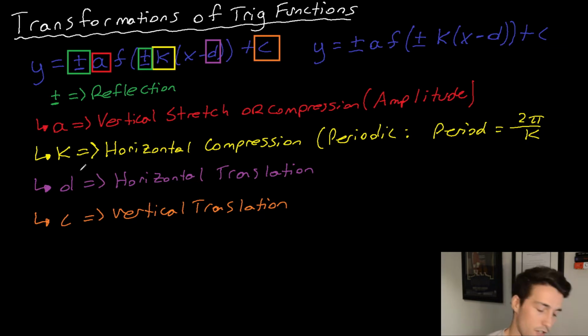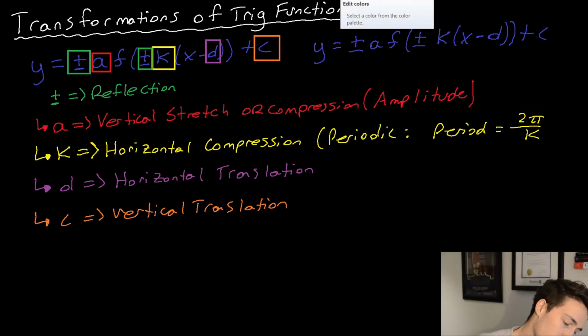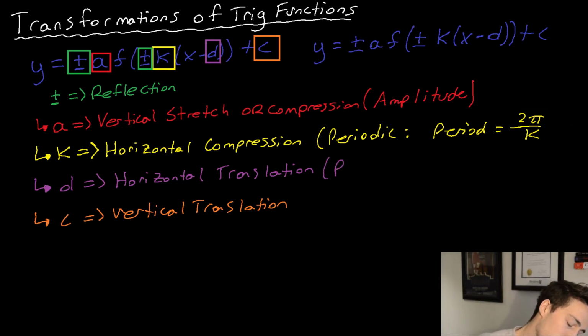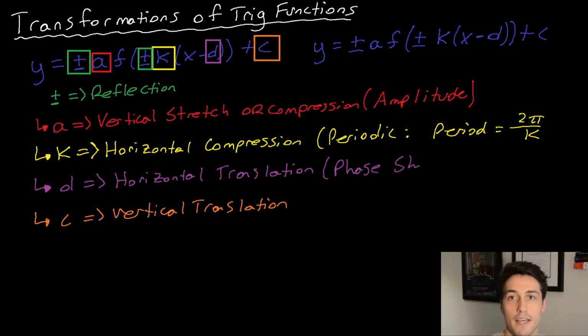Next, we have the horizontal translation, and this is also known as the phase shift. So if it is minus d, and the d value is positive, that's going to be shifting the graph to the right. If it's plus d, that would mean that the d value would actually be negative, because it's a negative minus a negative, which is a positive, and it's going to be going to the left.